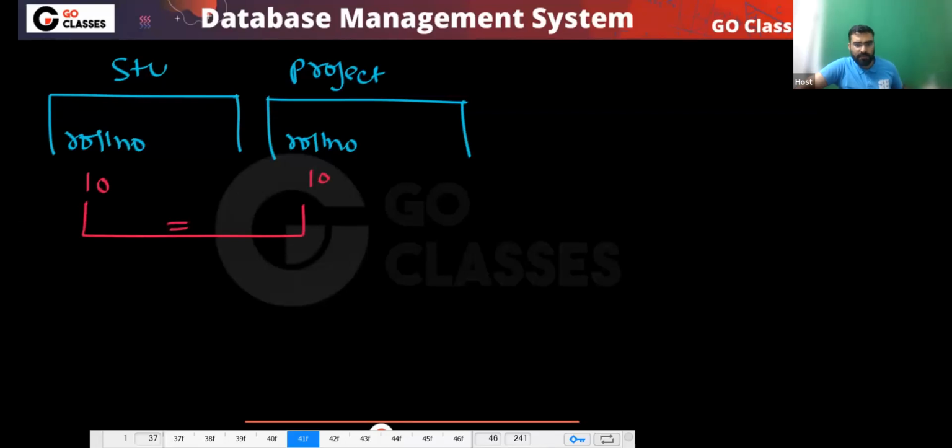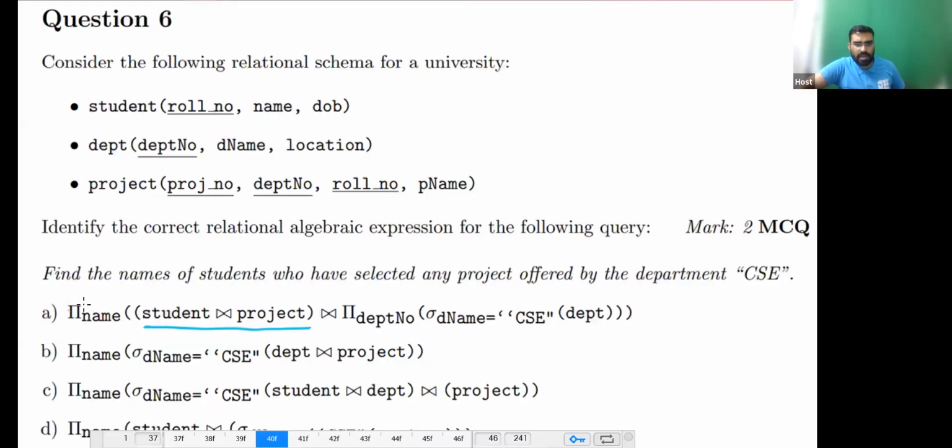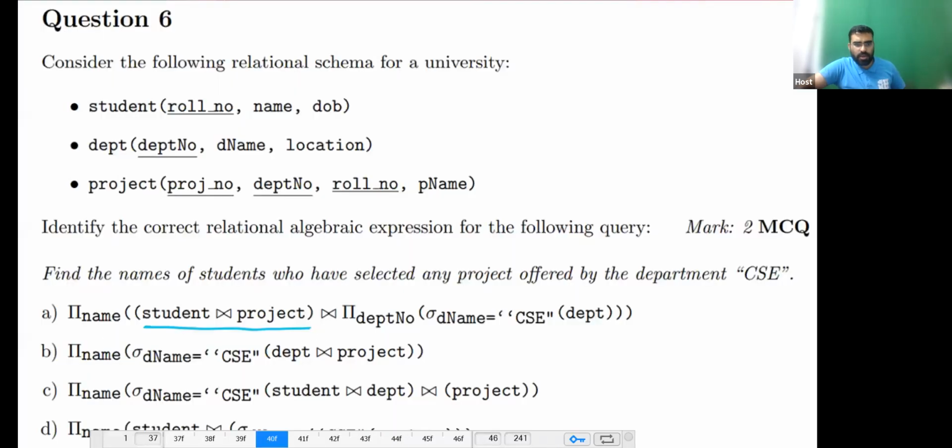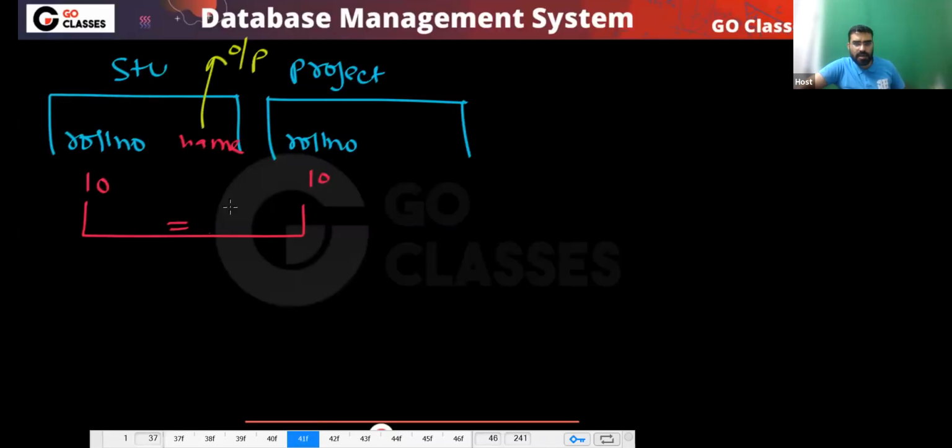And finally, what are you projecting? Ultimately, you are projecting the name, the student name. This is what we want, correct? This name you are giving to the output. And you can notice, if you look at this natural join, what is this natural join going to give you?